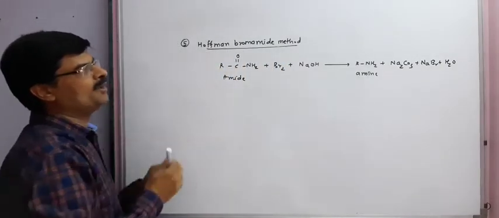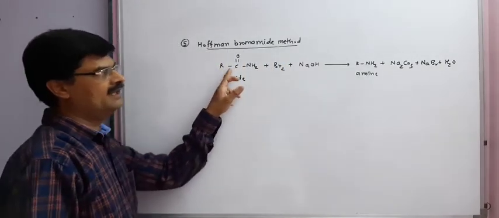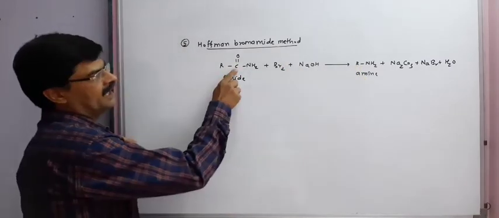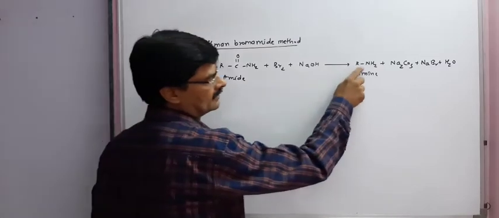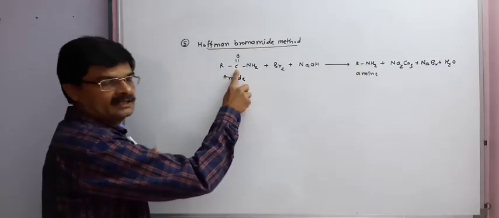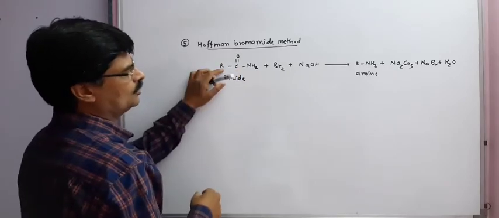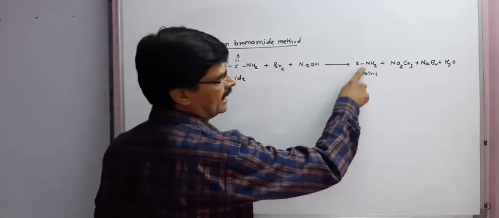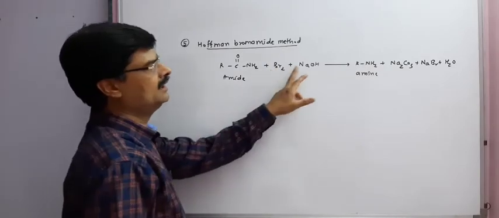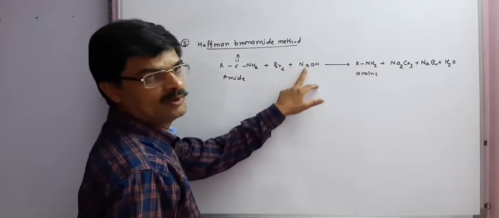So in the Hofmann bromamide method, an amide gives us an amine, meaning we get 1 carbon less than the original, or say parent, reactant. RCONH2 gives us RNH2. The reagents utilized are bromine and aqueous or alcoholic NaOH.